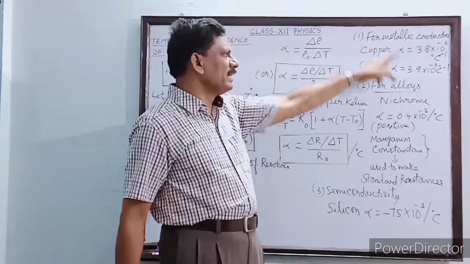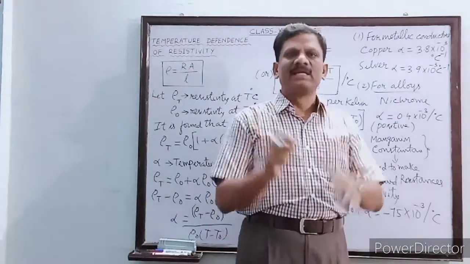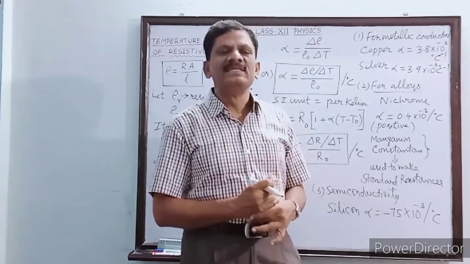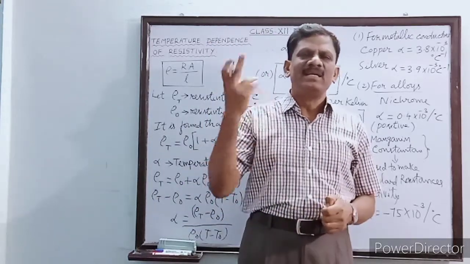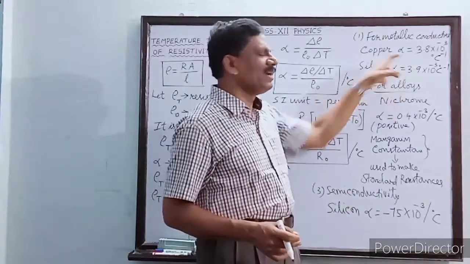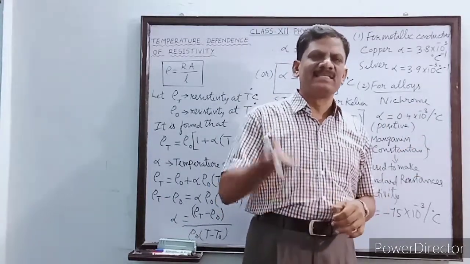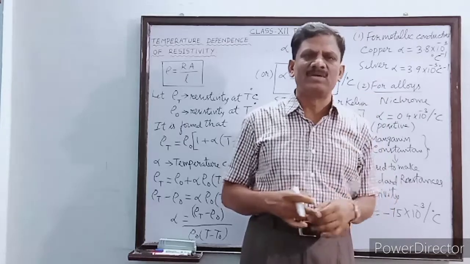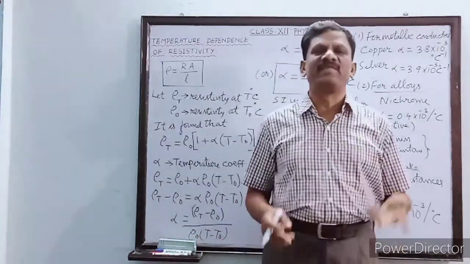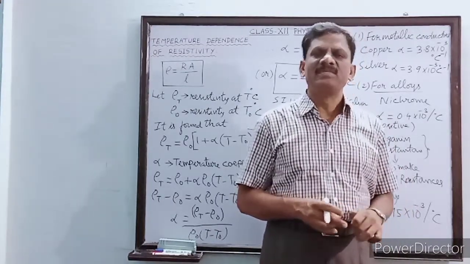But for metallic conductors and alloys, we have seen that alpha is positive. For semiconductors, it is negative. That means their resistivity is decreasing with the increase in temperature. Understand? When I say that alpha is positive for metallic conductors and alloys, it means that as the temperature increases, the resistance and resistivity also increase. When I say that semiconductors have a negative temperature coefficient of resistance, it means their resistivity and resistance decrease with temperature.